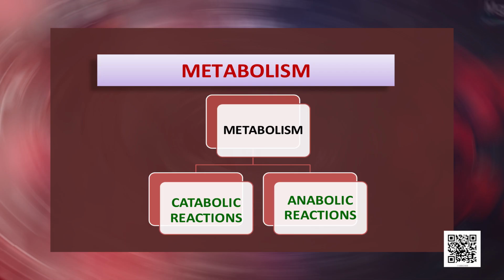Metabolism is a set of processes that make energy available for cellular processes. It includes catabolic as well as anabolic processes. Anabolism refers to the process in which small, simpler molecules join to form large, complex molecules.